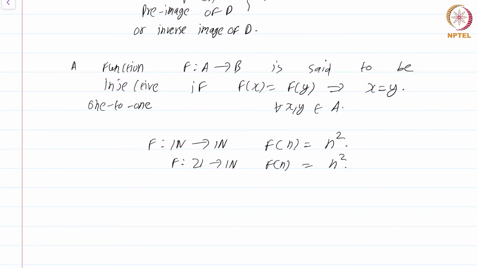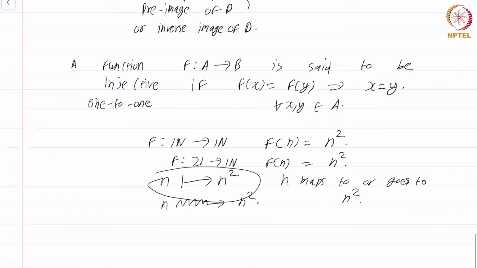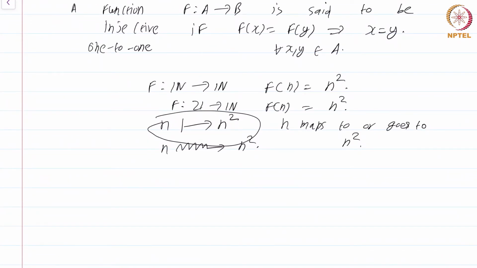Sometimes, to highlight that functions are maps that transform, instead of writing f from N to N, f of n equals n squared, we also use this notation: n goes to n squared. This is to be read as n maps to, or goes to, n squared. This is yet another way of just writing down the function. Some textbooks also use this. It will be self-evident what the meaning is. It's just a function getting transformed. Okay. So a function is said to be injective if it has this property.